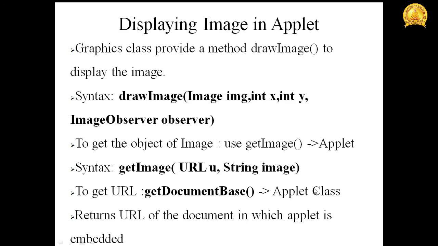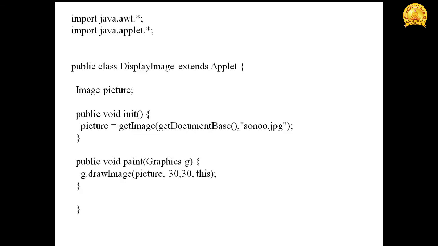Let's see an example of how to display an image in an applet. Now you have imported the applet package as well as the AWT package. I've defined the class, public class DisplayImage, which extends Applet. In the public void init, I'm using the getImage method. Why am I using the getImage method? Because the drawImage method, which finally displays the image, accepts the image object as the first parameter. So I have to first get the image object. I have created Image picture, which is the object of the Image class.